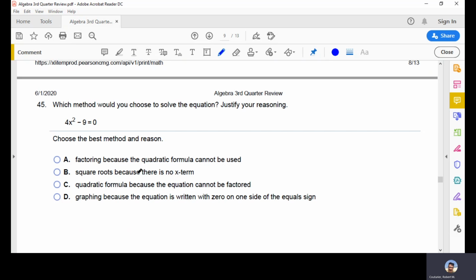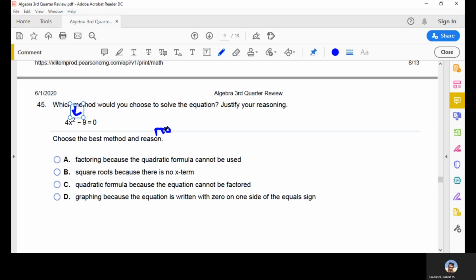And here we go again. This one is, which method is best to solve this equation? Justify your answer and your reasoning. So you should notice, yes, this is a quadratic. The highest degree term is second power, so that's a quadratic. But we're missing a term here. Anytime you are missing that middle term, that x term, it's always easier to use the roots method.